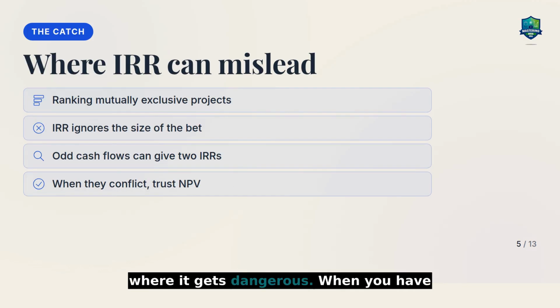Here is where it gets dangerous. When you have to choose between projects, not just accept or reject one, the two methods can disagree. Internal rate of return is a percentage, so it ignores scale. A small project returning 30% might add far fewer dollars than a large project returning 12%. Yet IRR would crown the small one. Worse, a project with unusual cash flows, where money flows out, then in, then out again, can have two different internal rates of return, or none at all. The rule to remember: when NPV and IRR conflict, trust NPV. It measures value in dollars, which is what owners actually keep.